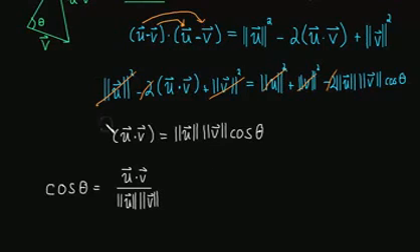So notice two things happened here. One, we have an alternate definition for the dot product, or an alternate way to express the dot product. And also now we have a way to express the angle between two vectors in terms of the dot product.